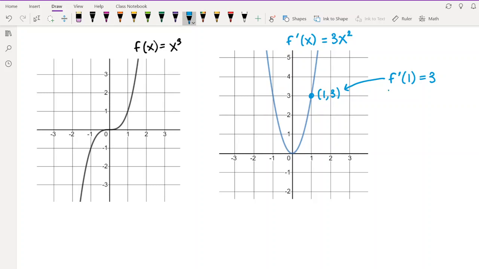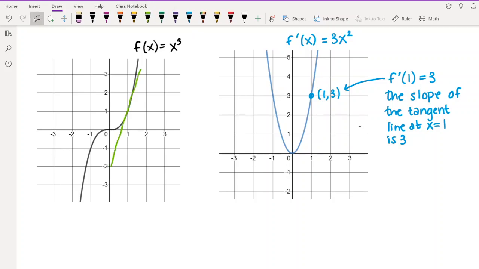And so that tells us that the slope of the tangent line at x is equal to 1 is 3. Not the tangent line to this graph, the tangent line to our original graph. So that means that if we were to go to an x value of 1 here and actually sketch a tangent line, that looks like it has a slope of 3, right? So this would have a slope of 3.